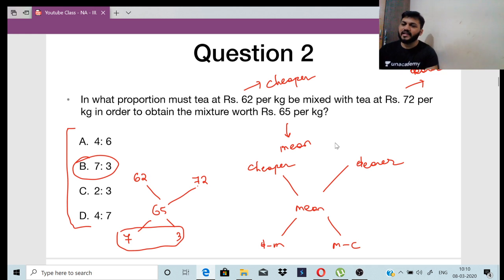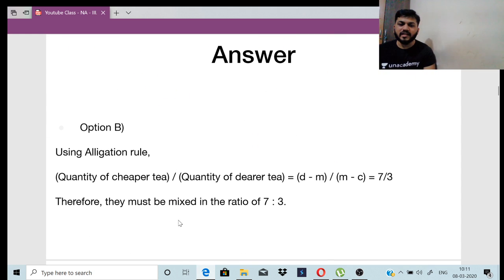So if you go by the alligation rules, most of you asked me, how do we do the alligation rule, sir? Okay? Cheaper quantity, whichever it is the cheaper quantity. Then next the costlier quantity. Then the mean quantity. Subtract both, you'll get the answer. 7:3, right? Using alligation rule, quantity of cheaper tea divided by quantity of dearer tea, D minus M divided by M minus C, that is 7/3. So it is 7:3. Clear everyone? Okay, as simple as that.